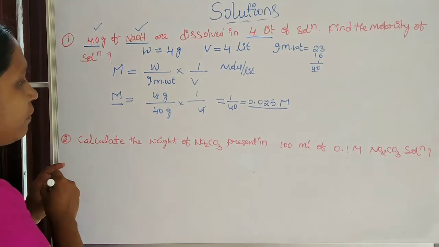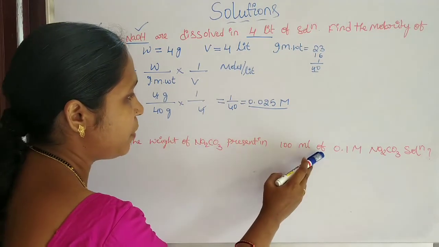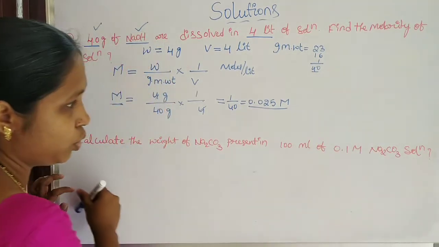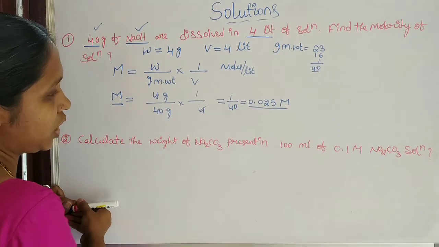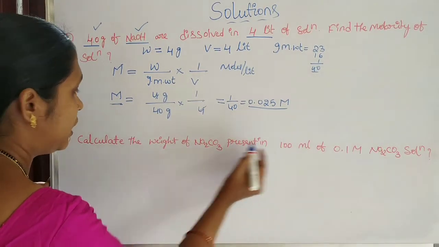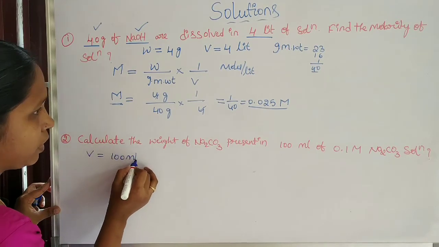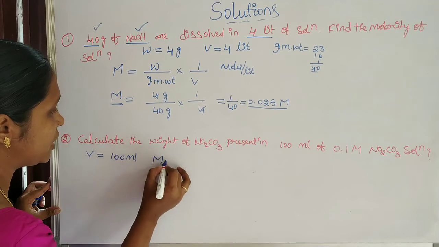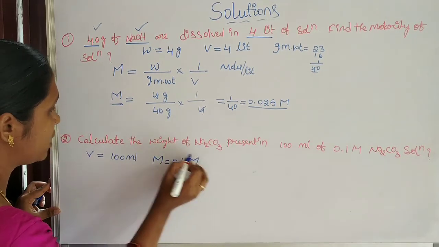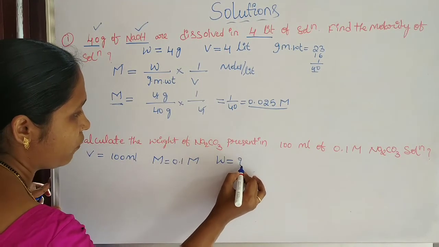And see the second one. Calculate the weight of Na2CO3 present in 100 ml of 0.1 molar Na2CO3 solution. Here, in the question, the volume of solution is given, 100 ml, and the molarity of the solution is 0.1 molar. What is asked is to calculate the weight of Na2CO3.